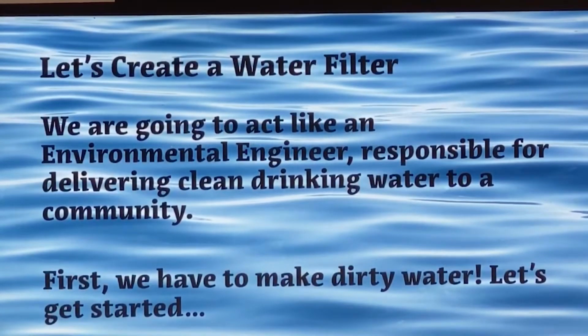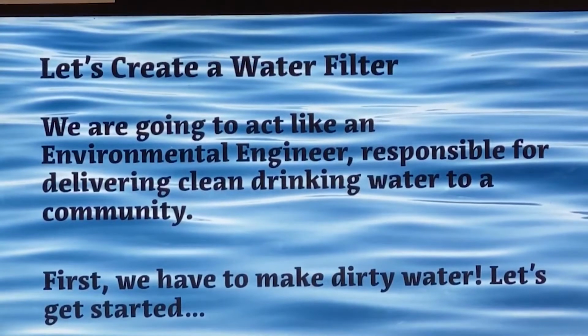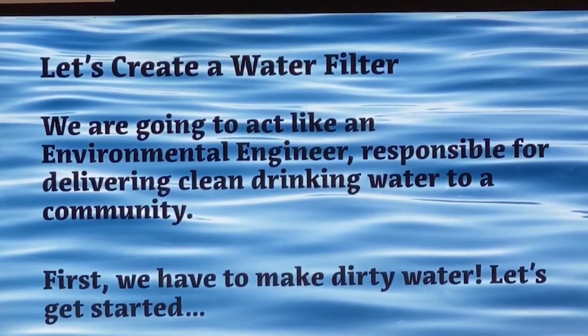Now, we've seen an example of a stream and a pond, which would be relative to a lake on a much smaller scale. We've also seen some dissolved organic matter. But what we're going to do next is create a water filter, much like the environmental engineers do in terms of creating clear drinking water. So we're going to act like an environmental engineer who's responsible for delivering clean drinking water to a community. But first, we have to make dirty water and get some supplies ready. So let's get started.